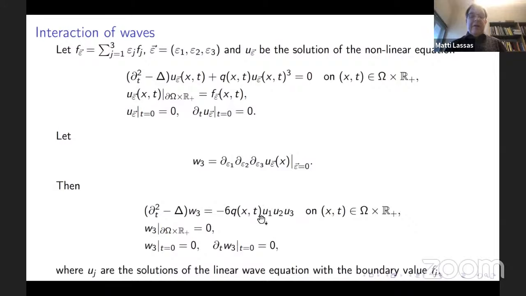And this is now considered as an interaction of waves. We have 3 linearized waves, u1, u2, u3. They produce a source that we call an artificial source. And this appears in the equation for this third order derivative. So this is what we are going to consider. And this is the positive effect of nonlinearity that we can use to aid in imaging. Let's now consider different types of linearized waves, u1, u2, u3, so that we can apply this formula.